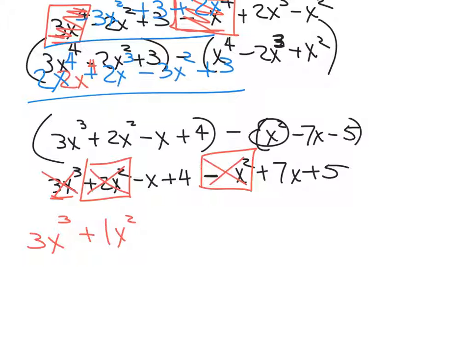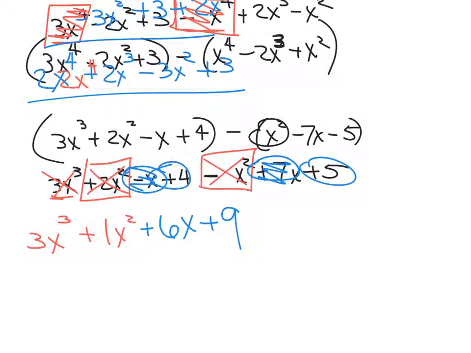I've got a negative x and a positive 7, which gives me a plus 6x. And that goes away, and that goes away. Plus 4 plus 5 is that. Okay, the only thing I would change on here is I would get rid of the 1 here, and we would call that good. So that's it as far as combining like terms.